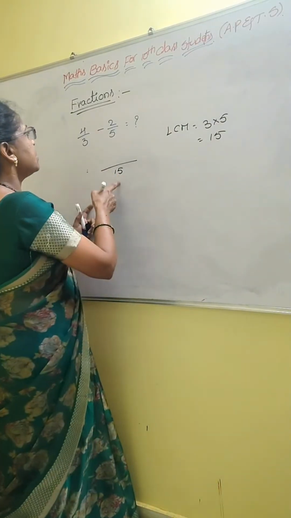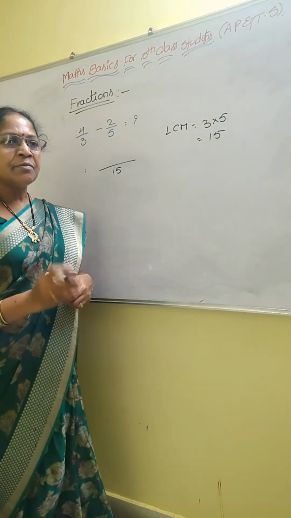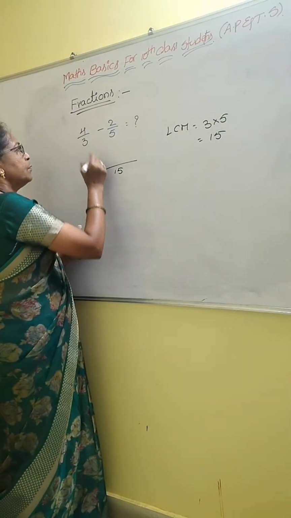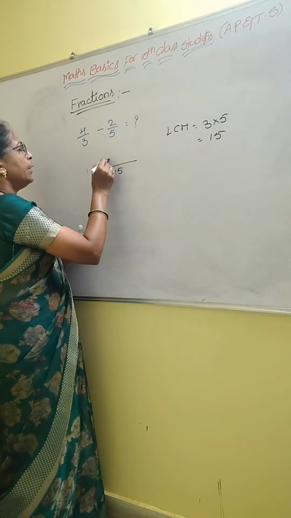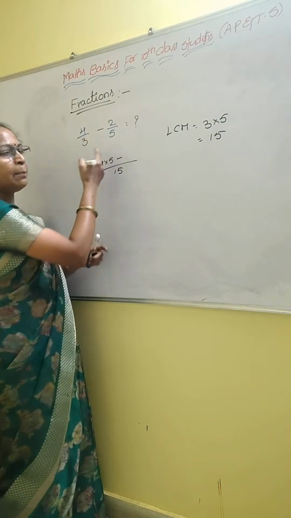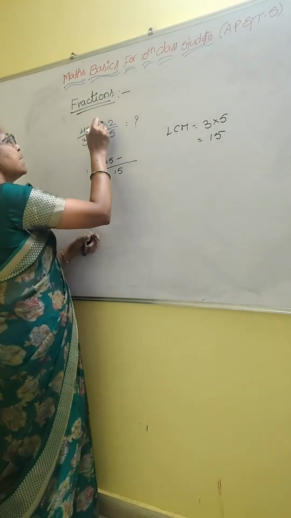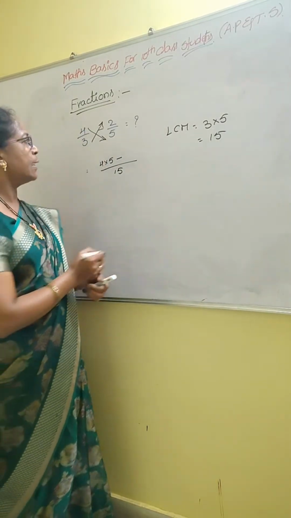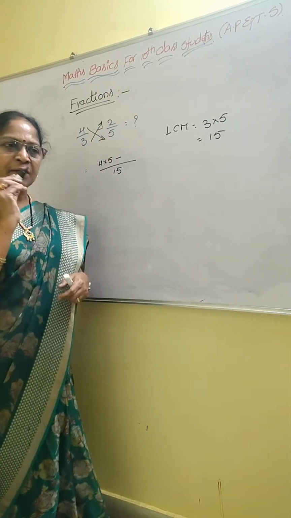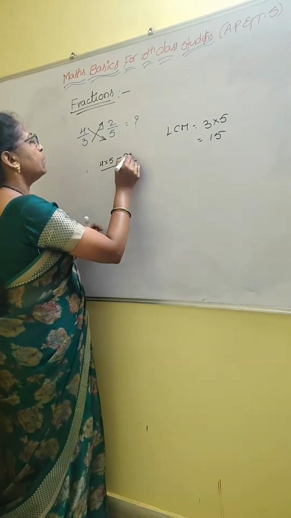Now here, 3 goes in 15 how many times? Just you have to check it like this. 5 times. 3 fives are 15. So here numerator value 4 into 5 minus. Whenever these two are multiplied to get the LCM value, one trick you can follow, that is cross multiplication. That means 4 into 5, minus is there, minus you should write. If it is a plus, then you should write the plus symbol. Then here 2 into 3.